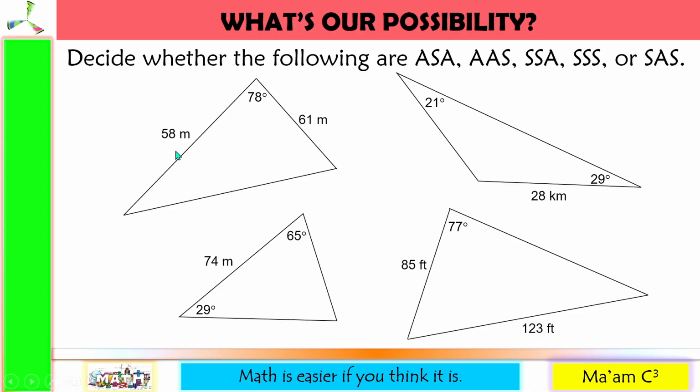In here, we are given a side, an angle, and a side. The angle is between the two sides given. So this is side, angle, side. This one, we have angle, side, angle. The side is in between the two angles given, so this is angle, side, angle. In here, we have two angles and one side. Angle, angle, side. This one, we have side, side, angle.